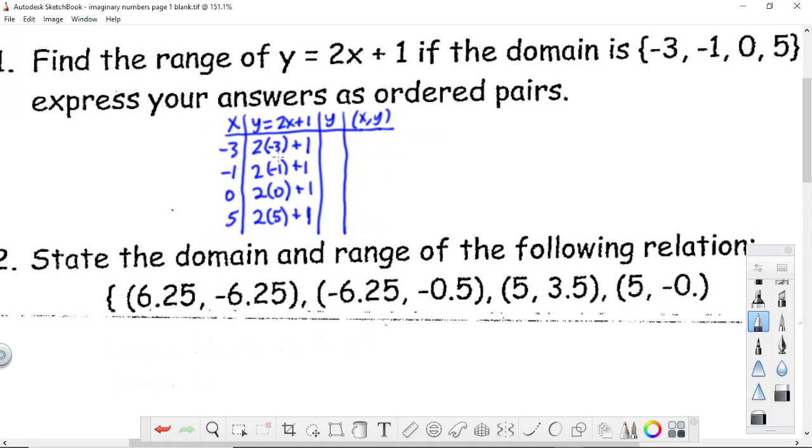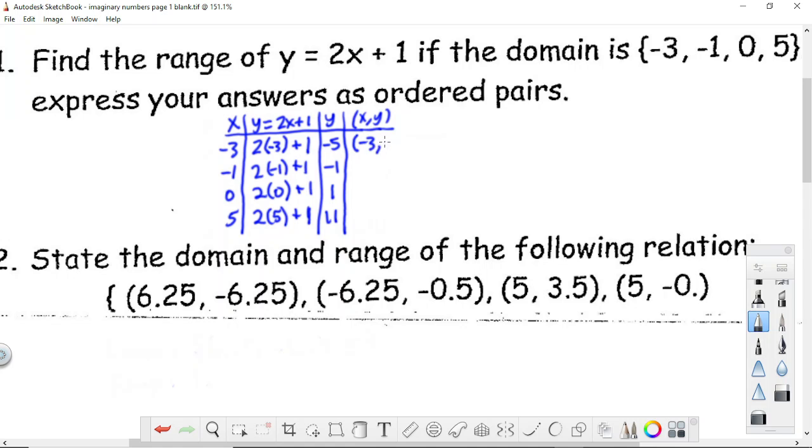So the first one, 2 times negative 3 is negative 6, plus 1 is negative 5. Then the next one, that multiplies to negative 2, right? Then plus 1 is negative 1. The next one multiplies to 0, plus 1 is 1, and the last one is 10 plus 1, which is 11.